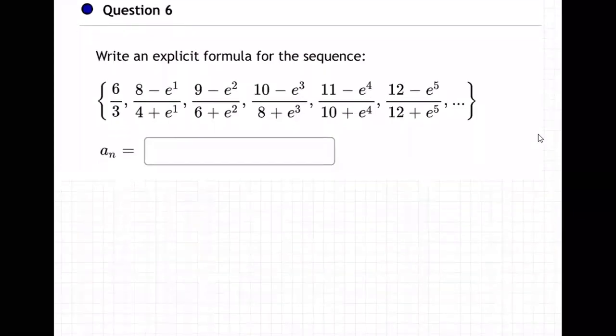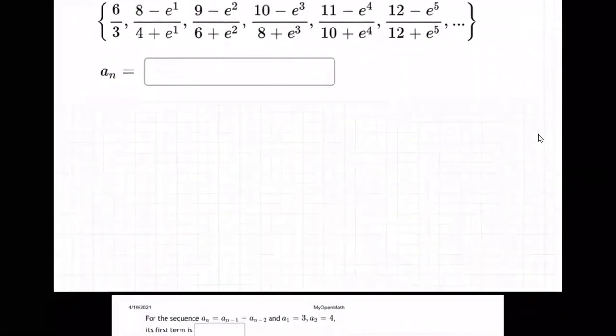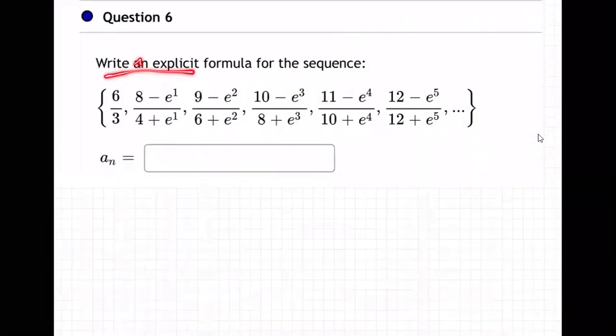Okay, so it's asking us to write an explicit formula for the sequence. So it's got these terms. These are fancy looking terms, aren't they? So basically what we want is a formula. Some kind of formula where this, the first term, comes from n equals 1.